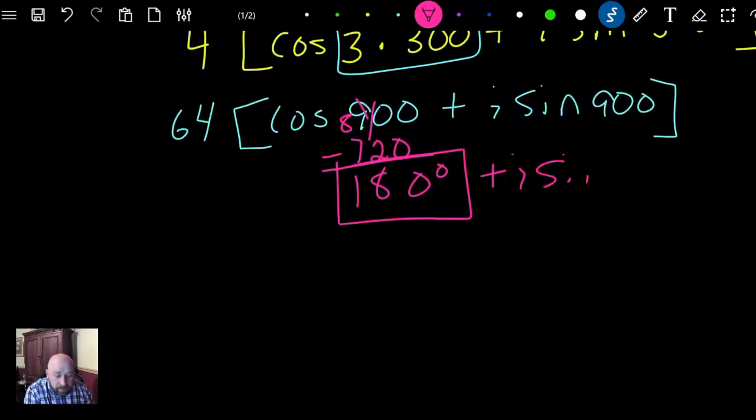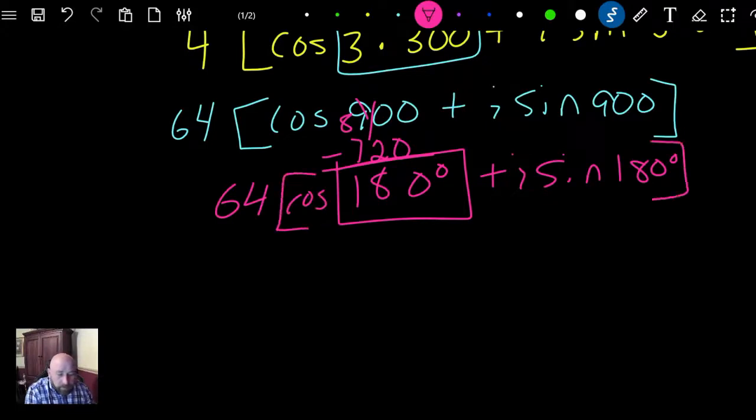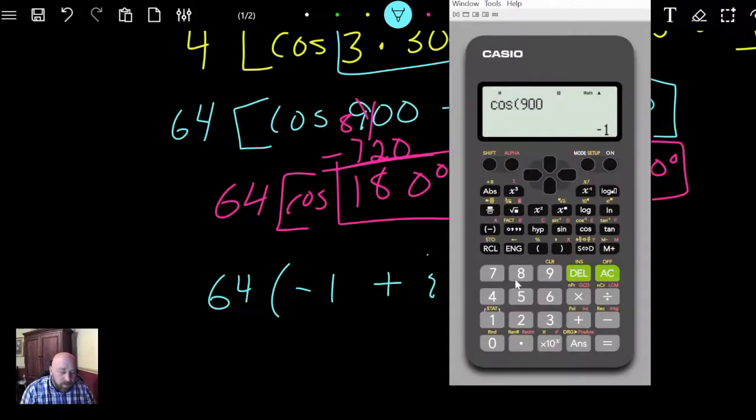So you can do it either way there, and then you could do the same thing here. I sine of 180, because you're going to get the same thing there. And so 64 times, and this is cosine right there, okay? So you can do it either way, and then from your calculator you can plug that in if you want, and we just did it. So we got 64 times cosine of 180 or cosine of 900. Either one of those is going to give you -1, and then you're going to have plus the I sine of 180. And if you go back to your calculator, or maybe you know this from the unit circle, the sine of 180 equals 0.